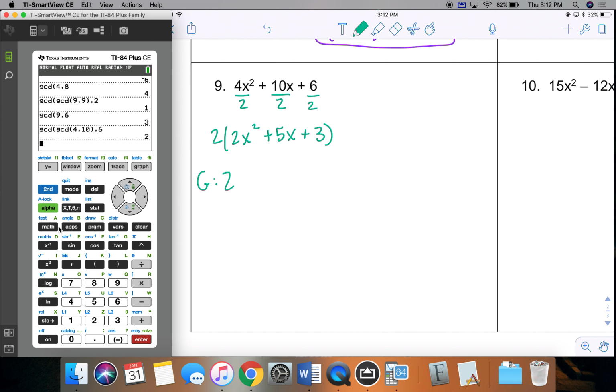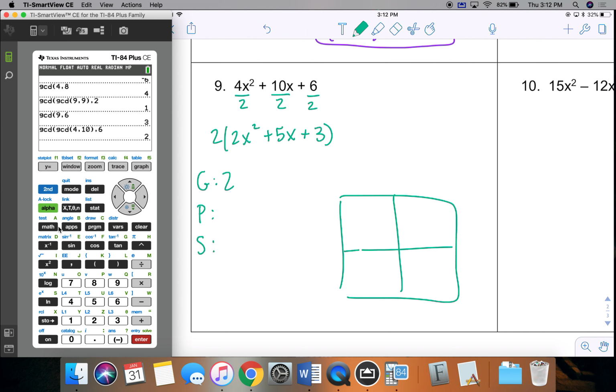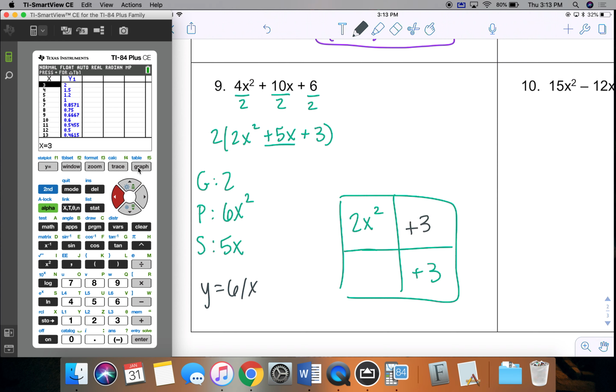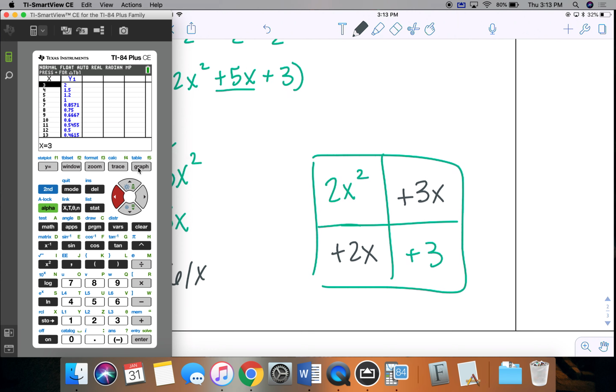I try to take the square root of 3 and it does not work, so I will need to use the box. This is not a perfect square. So first term and last term go in my box and multiply for my product. My sum is in the center. So in y equals, I will put my product divided by x. So 6 divided by x. I will go to the table and look horizontally for a 5. So 3 plus 2 will add to 5. They're both positive, so I keep them both positive.